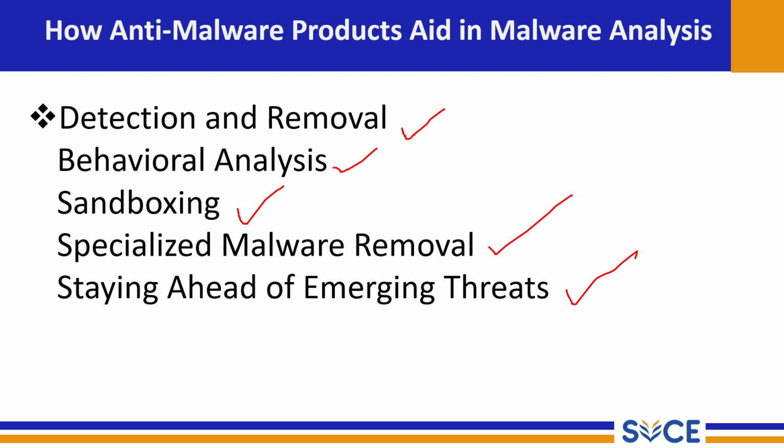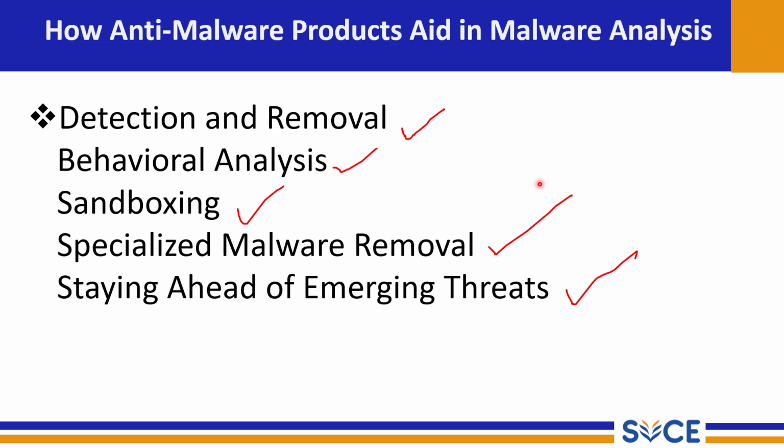The first way anti-malware products aid in malware analysis is detection and removal. Here, anti-malware software scans the system for malicious files as well as programs, alerting the user and removing them. And this is a first step in understanding a malware sample, which identifies its presence and removes it from a system for further analysis.